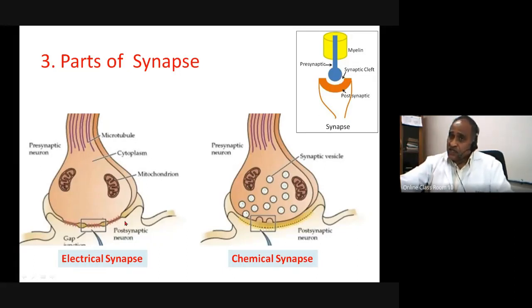It is not there in an electrical synapse, because in an electrical synapse, these membranes are coming in opposition to each other. So then there is a postsynaptic membrane. This is a postsynaptic membrane. Those three are the components: the presynaptic, synaptic, and postsynaptic.